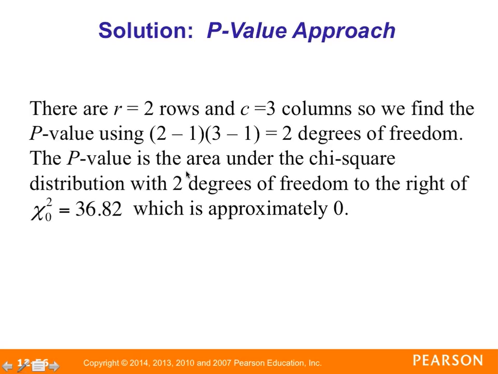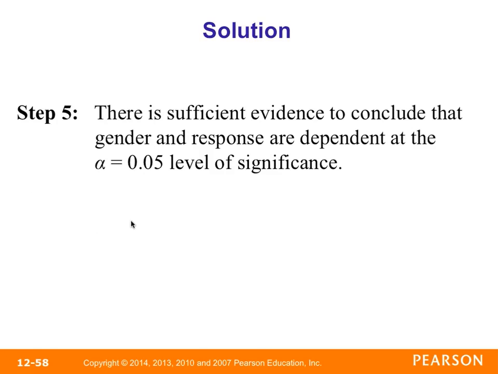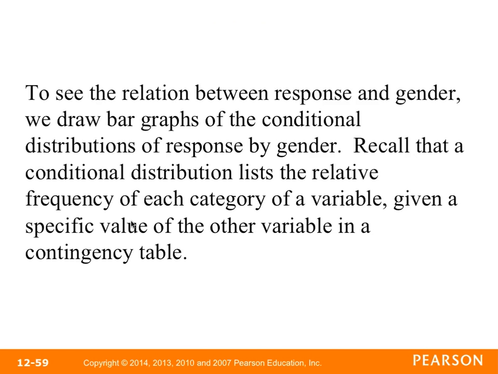Now the p-value is the area under the chi-squared distribution with 2 degrees of freedom to the right of our chi-squared, which is equal to 36.82, and that's approximately 0. So since our p-value is less than the level of significance, we do reject the null hypothesis at the alpha equals 0.05 level. So we would say that there is sufficient evidence to conclude that gender and response are dependent at the alpha equals 0.05 level of significance.